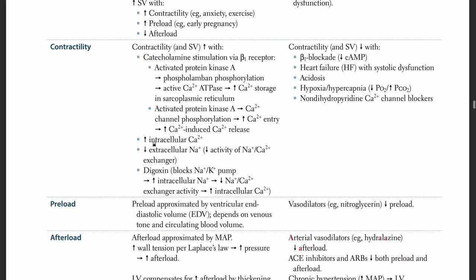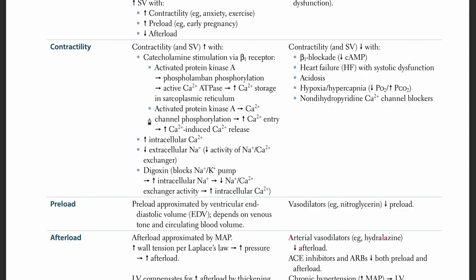Okay. Contractility. So there are certain things that can increase and decrease it. Contractility and stroke volume increase with catecholamine stimulation of the beta 1 receptor. Remember, beta 1 is the heart one, and it increases heart rate, contractility, and increases renin production as well, right? So it activates protein kinase A. Okay. So phosphorylation, active calcium ATPase increases calcium storage in the sarcoplasmic reticulum.